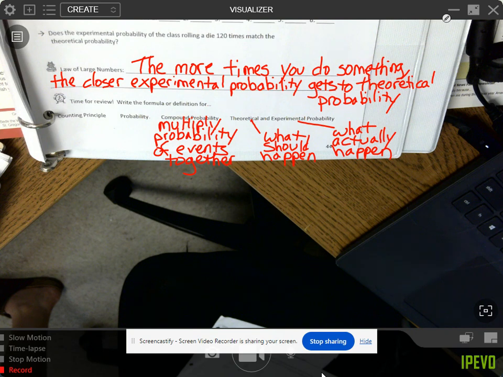So a lot of times in science, when people are doing experiments, they won't just do it one time. They do it multiple times to get closer and closer to that theoretical. Right? So you do multiple trials. Same thing with math. The more times you do it, the closer you get to that theoretical probability. Any questions on this page?